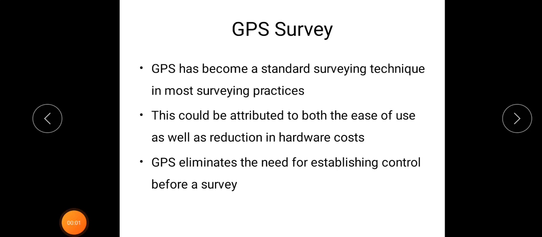Good morning, students. Today we can start a new topic, that is GPS survey. In the previous lectures you have studied what GPS, the global positioning system, is. It's a new technology to find out the location of an object, and we have discussed the different components of GPS, the principle behind GPS, and how we calculate the position. GPS survey is a new technique, and GPS has become a standard surveying technique in most surveying practices.